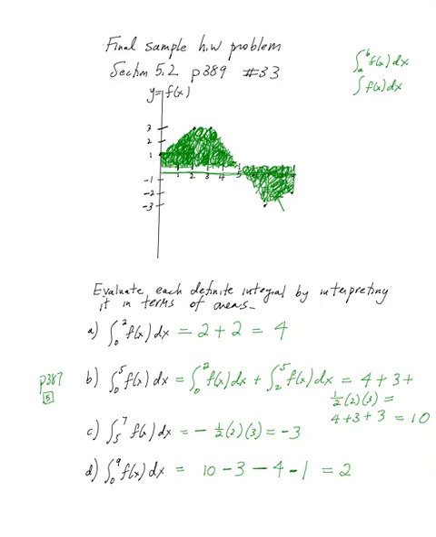My graph's not perfect. It might look like maybe the answer should be -1 or something from my graph. But I think you'll find it believable that there's 2 more square units of area above the x-axis than below.